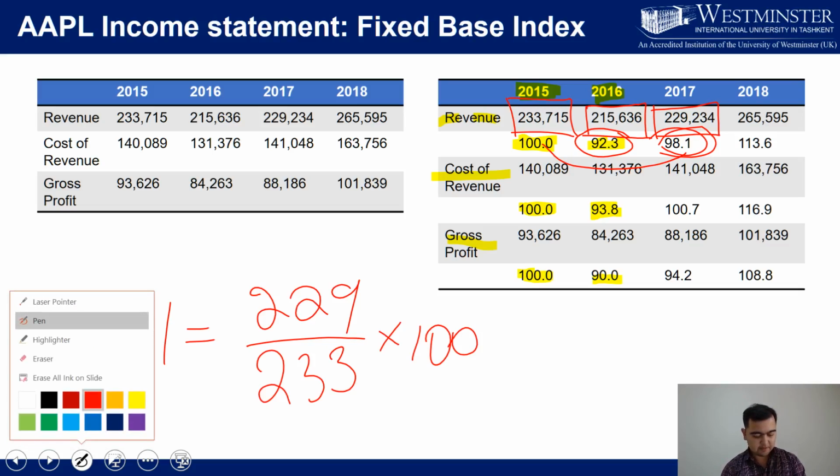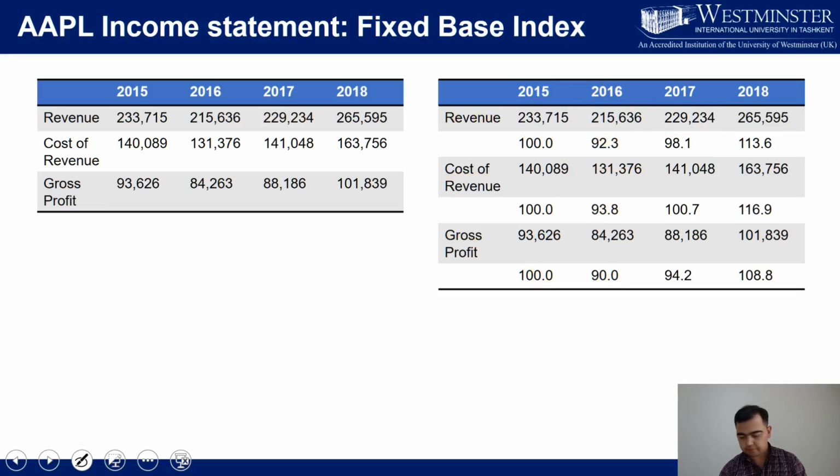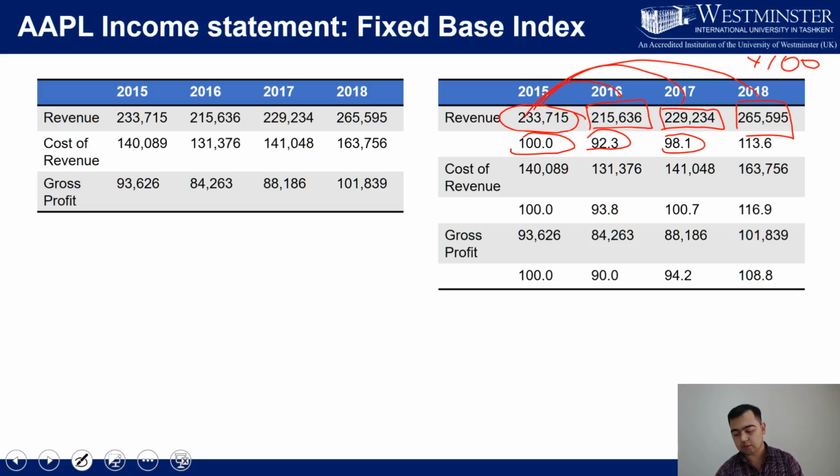So in sum, let me make them be in rectangle, right? And let me oval this 2015 figure. What I do is I simply divide these numbers by the 2015 number, right? And then I simply multiply by 100, and by doing that, I will get these hundreds, 92, 98, and 113.6 numbers, right? And I'm going to do the same calculations for the cost of revenue.